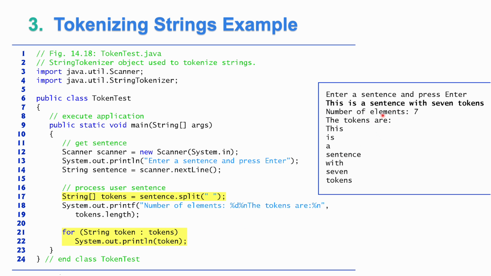Here is a sample run of this program in which the user entered the line of text that reads, "This is a sentence with 7 tokens." So the result shows that there are 7 tokens corresponding to 7 words in this sentence. And here is the list of tokens, which are the words in the input that the user entered.